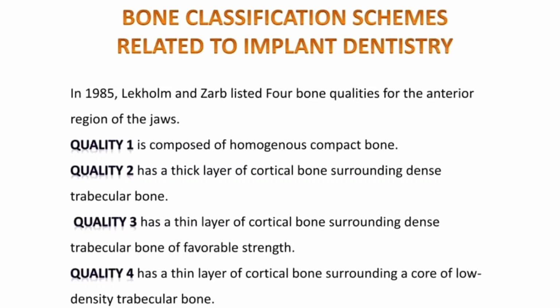In 1985, Lekholm and Zarb listed 4 bone qualities for the anterior region of the jaws. Quality 1 is composed of homogeneous compact bone. Quality 2 has a thick layer of cortical bone surrounding dense trabecular bone. Quality 3 has a thin layer of cortical bone surrounding dense trabecular bone of favorable strength. Quality 4 has a thin layer of cortical bone surrounding a core of low-density trabecular bone.